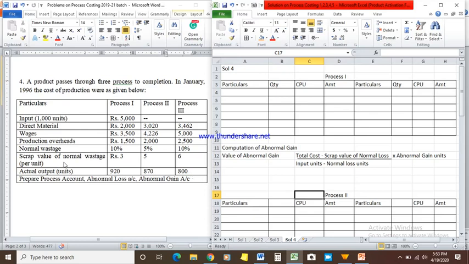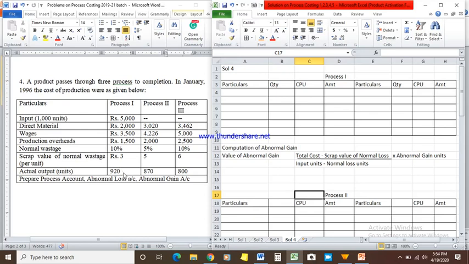So why is this actual output mentioned here, and what's the relevance of this? Now if you look into the first heading, input is 1000 units. If the input is 1000 units, normally we feel output also should be 1000 units, but since there is a normal wastage of 10%, it means out of 1000 units, 100 units are a normal loss, so actually we should get 900 units as an output.